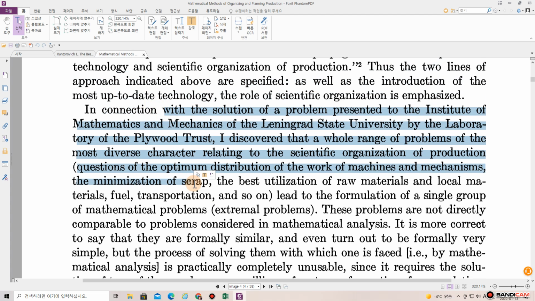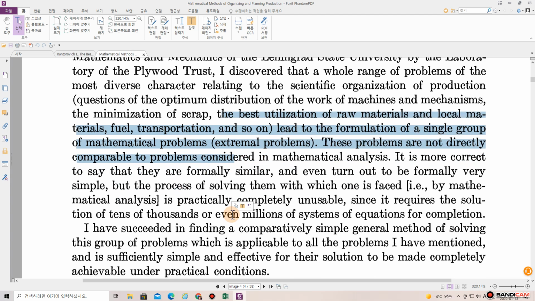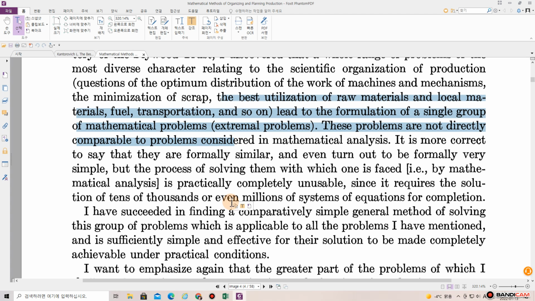In connection with the solution of a problem presented to the Institute of Mathematics and Mechanics of the Leningrad State University by the Laboratory of the Plywood Trust, I discovered that a whole range of problems of the most diverse character relating to the scientific organization of production, questions of the optimum distribution of the work of machines and mechanisms, the minimization of scrap, the best utilization of raw materials and local materials, fuel, transportation, and so on, lead to the formulation of a single group of mathematical problems, extremal problems.